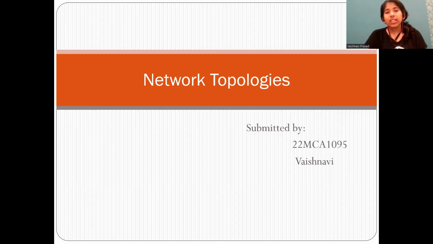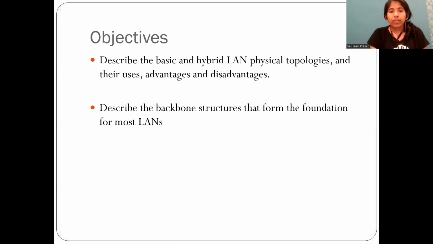The topologies in general are the physical layout of the network in which the components of the network, which we call nodes, are connected to each other, and that defines topology. Objectives: describe the basic and hybrid LAN physical topologies, their uses, advantages, and disadvantages. Describe the backbone structure that forms the foundation of most LANs.